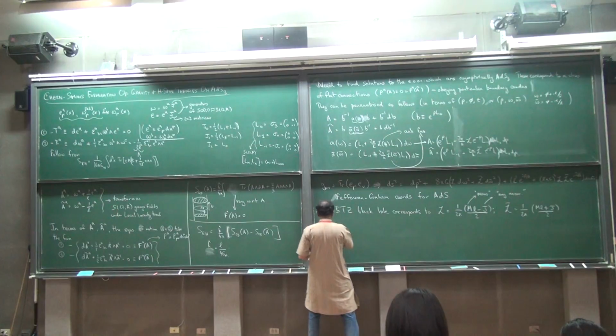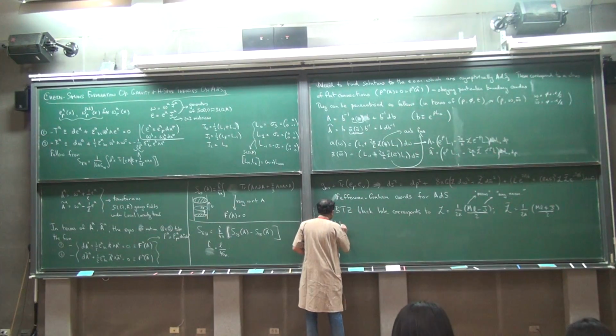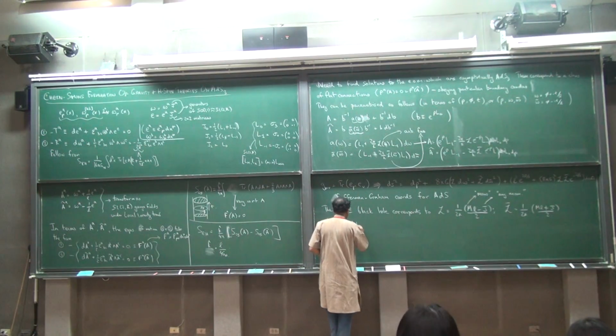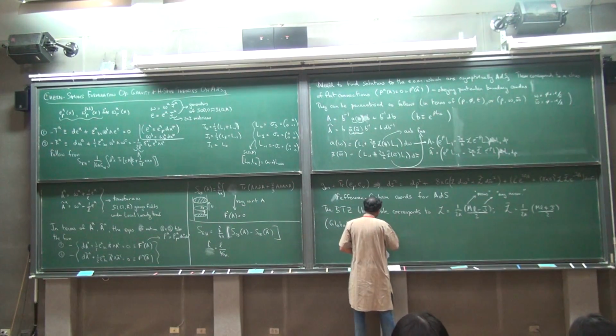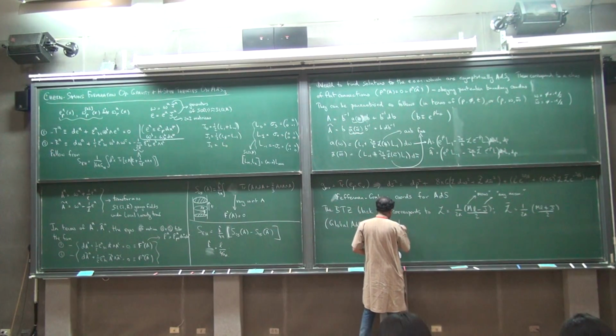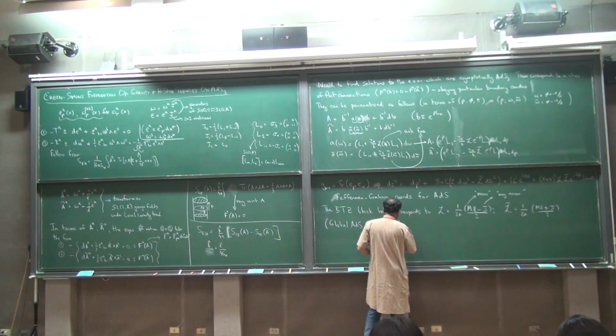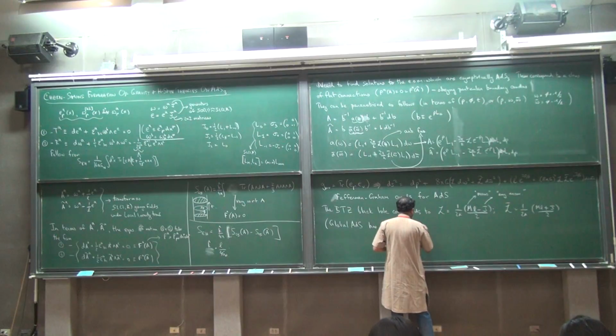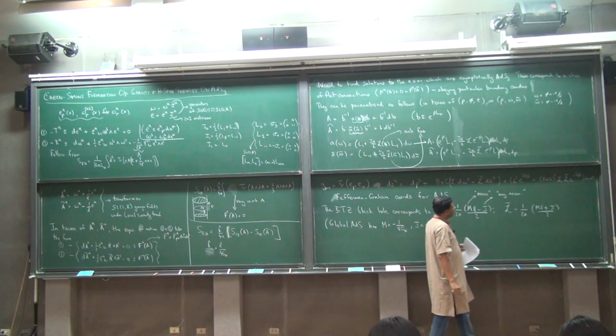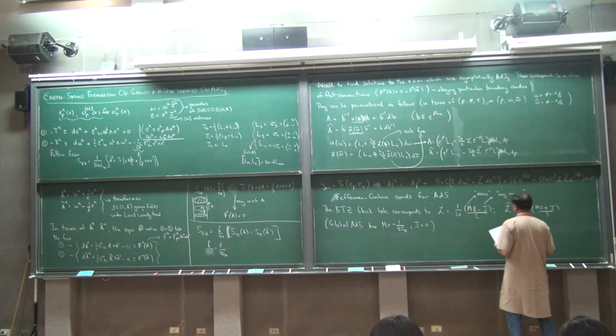And global AdS is a particular instance of the BTZ family. It has m equal to minus 1 over 8 G Newton, and of course it has no rotation, it is spherically symmetric, so j is equal to 0.